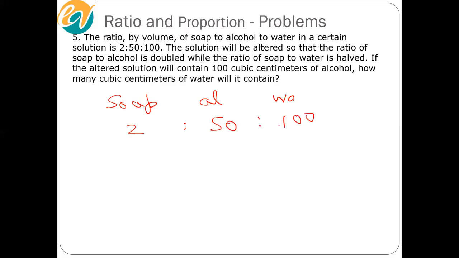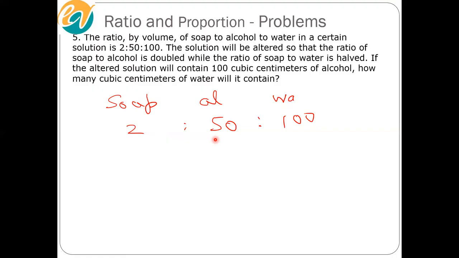Now this is where I want your inputs. The solution will be altered so that the ratio of soap is to alcohol is doubled. Tell me, what is the ratio of soap is to alcohol right now? 2 is to 50. When I say that this ratio of 2 is to 50 will be doubled, how do I double it? Anyone? Multiply by 2. As simple as this.